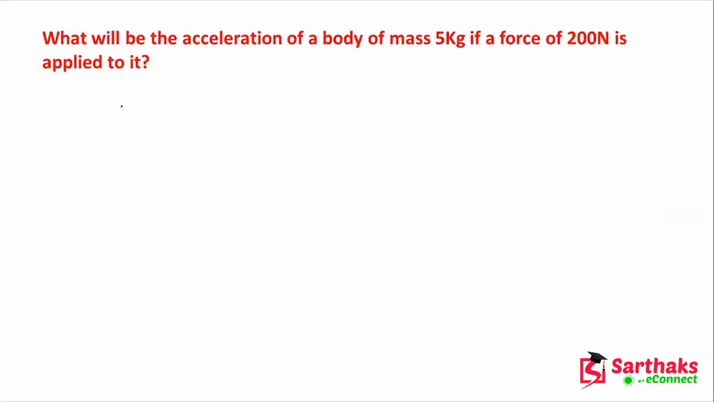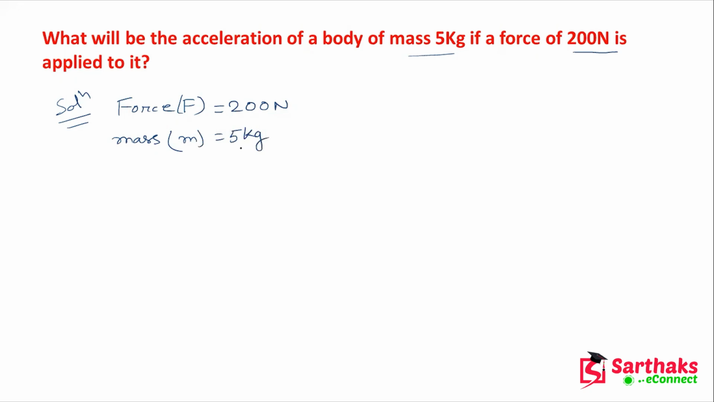What will be the acceleration of a body of mass 5 kg if a force of 200 Newton is applied? So let's find the solution. Very easy. Here it has been given force F equals 200 Newton and mass m equals 5 kg. So what will be the acceleration? Let acceleration be denoted by A.